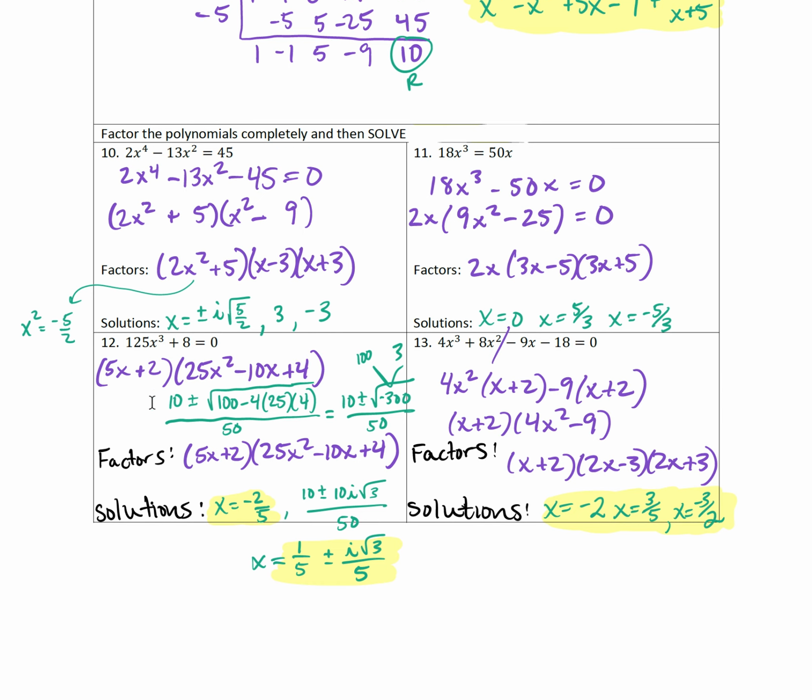This is going to be sum of cubes. 125, x cubed is a cube, 8's a cube. So do our sum of cubes formula. The hard part here is that when we're done, we still have to solve, right? Factor and solve. So we factor them, but then we still have to get the solutions. Here we're going to have to do square roots.